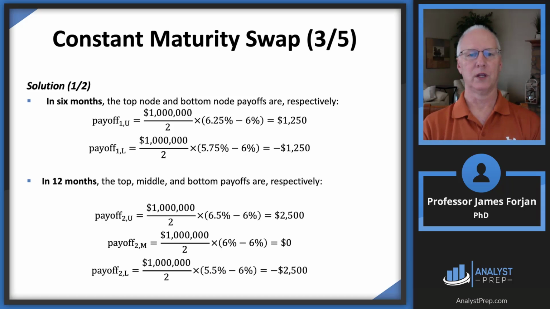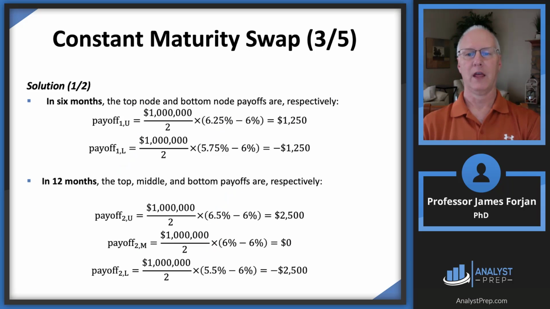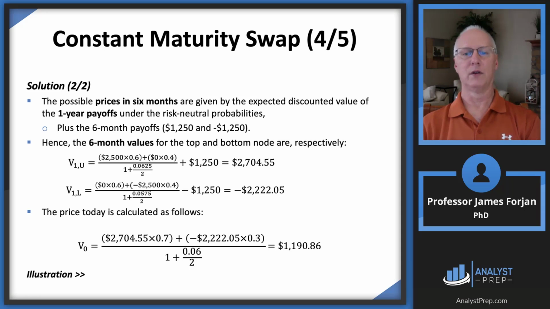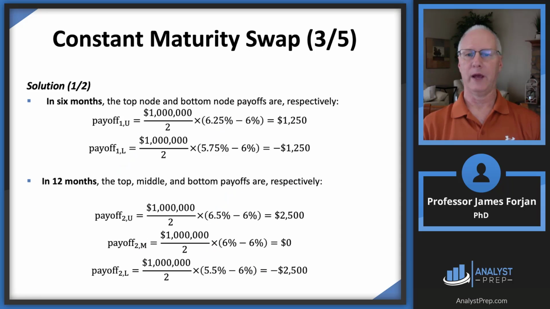All right, in 6 months, then those payoffs are going to be, are you ready for this? What's going to happen? I'll swing back and forth here. So a year from now, the interest rate either could go up or down, right? So if it's 6.25, this is good news for the payoff of the receiving floating. So that's 1250. And then if it goes down, let me go back here. If the interest rate goes down, then the payoff is going to be a minus 1250.